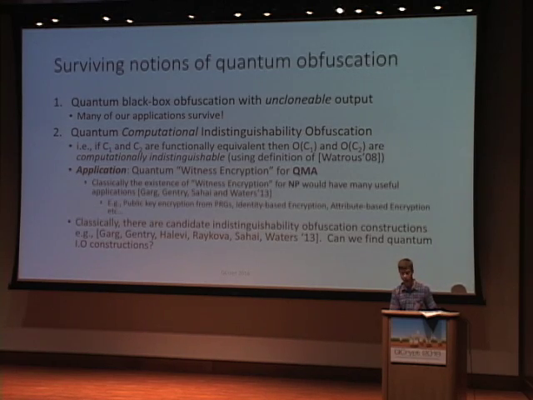The last thing I'll mention is that classically there are candidate iO constructions, and it would be interesting to see what these say quantumly, so that we can make a quantum indistinguishability obfuscation construction. Thanks.